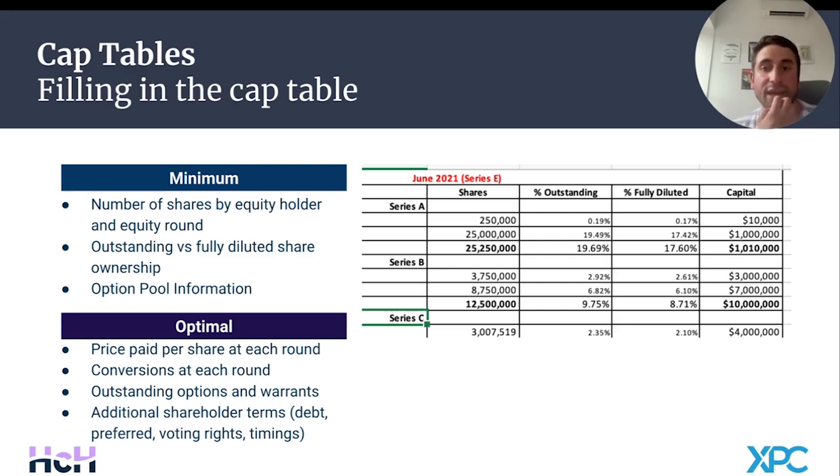And you can also add any sort of additional shareholder terms, like debt, preferred versus non-preferred stock, voting rights, and the timing of the investment. All these things aren't mandatory. And oftentimes you'll see that a founder has an investor version, which they'll send out during early diligence, and they might have a full version with all of this additional nuance, perhaps saved for the final rounds of diligence.